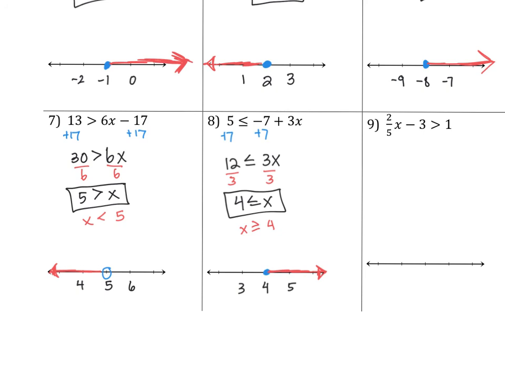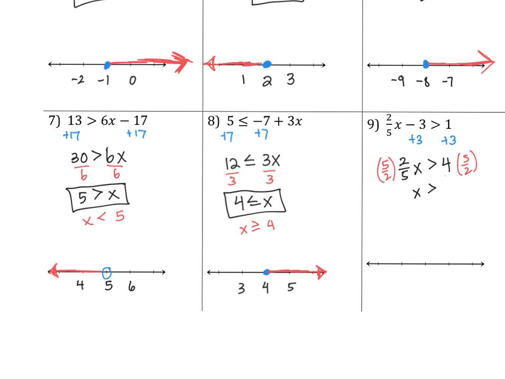Okay, the last one is just to make sure we remember how to solve with the fraction coefficient. So 2/5 x minus 3 is greater than 1. Let's move the 3. Okay, now let's see. I'm going to use the reciprocal. So 2/5, I'll multiply by 5/2. Okay, that cancels the 2 and it cancels the 5. So I'm left with the x and this symbol right here.